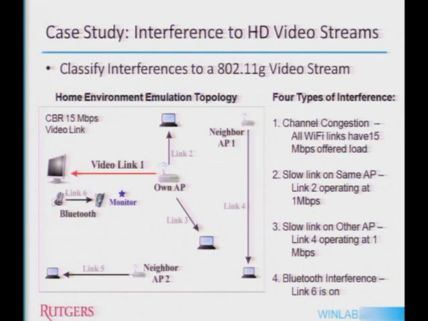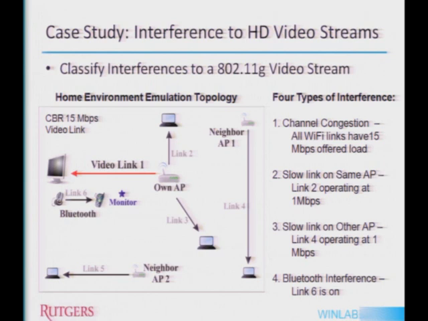The second interference type that we characterize is a slow link on the same AP. This goes back to the first example that I showed, in which if there is a second transmission at a slower rate, then that transmission affects your video transmission. In this case, we characterize this interference by using link 2. On the same AP, link 2 is transmitting at a 1 Mbps data rate, and your video link is still on, doing its usual stuff.